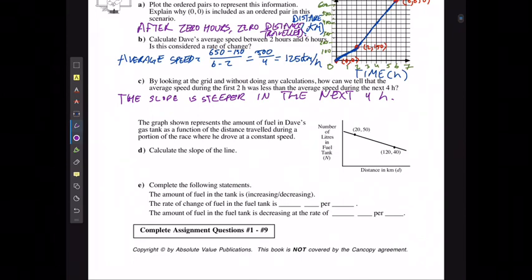The graph shown represents the amount of fuel in Dave's gas tank as a function of the distance traveled during a portion of the race where he drove at a constant speed. So first we're going to calculate what the slope of this line is. Well, the slope is going to equal 40 minus 50 over 120 minus 20. This is going to give me negative 10 over 100, or negative 1 over 10.